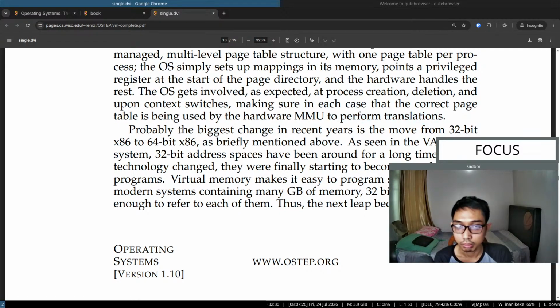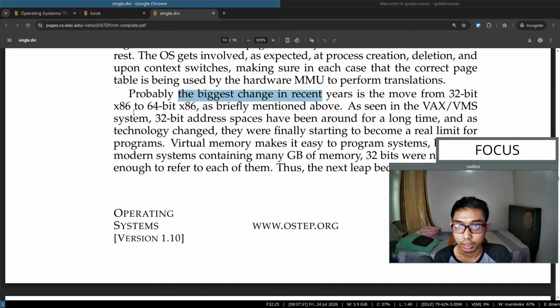Probably the biggest change in recent years is the move from 32-bit x86 to 64-bit x86, as briefly mentioned above. As seen in the VAX/VMS system, 32-bit address spaces have been around for a long time, and as technology changed, they were finally starting to become a limit for programs.